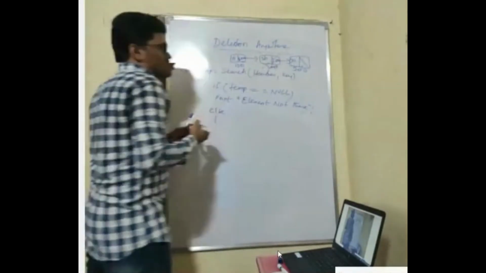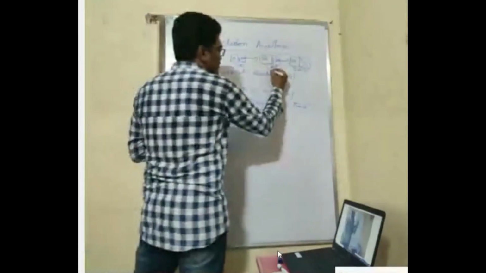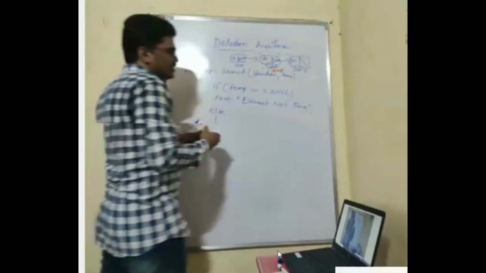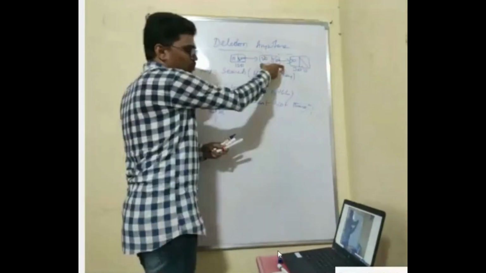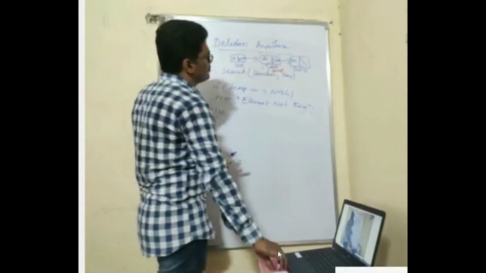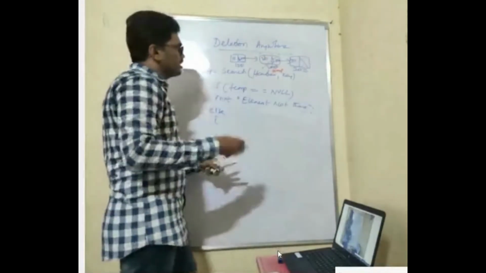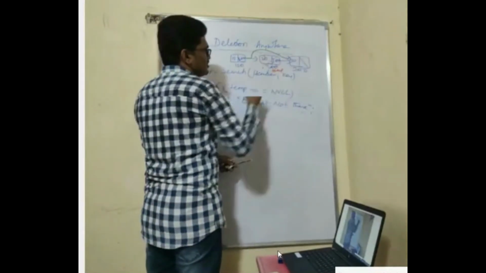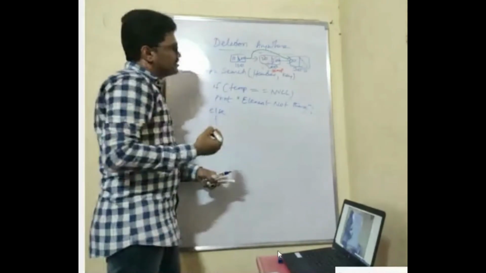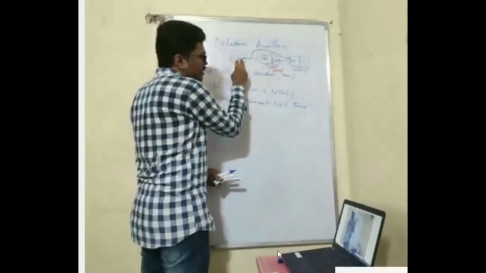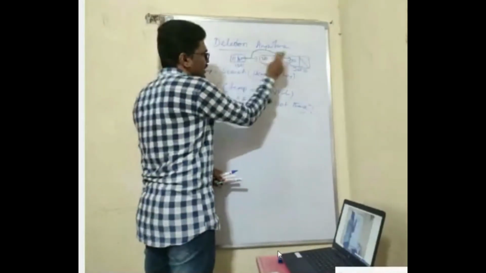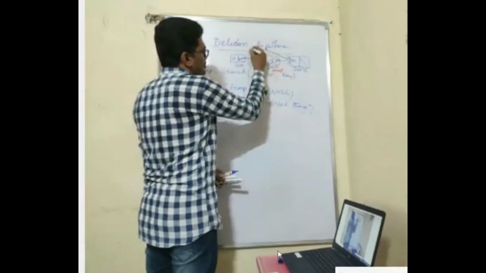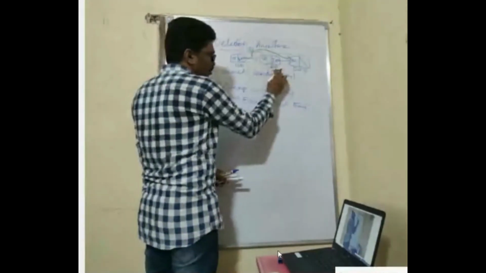So now what is it that you have to do? This is your temp. After search, temp will point to the node that you want to delete. So what you have to do is insert the address of the next node like this. This is the only step. But I have only this one.